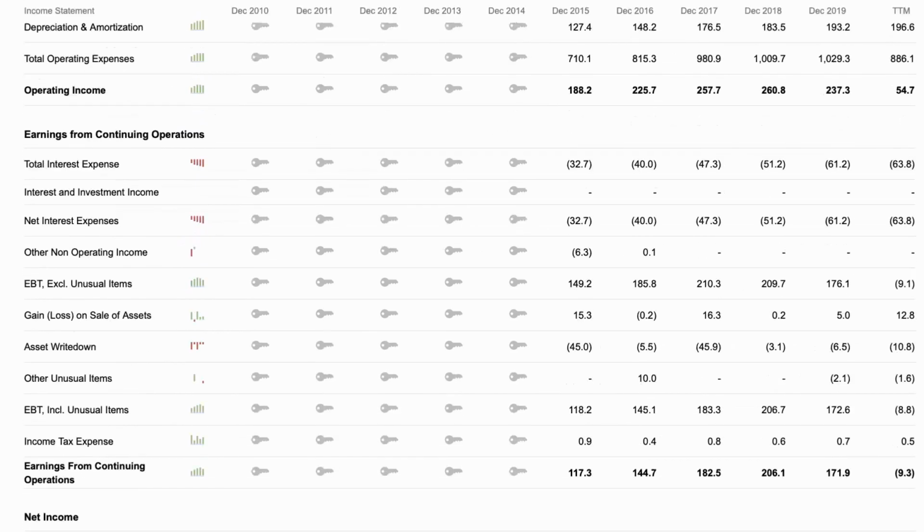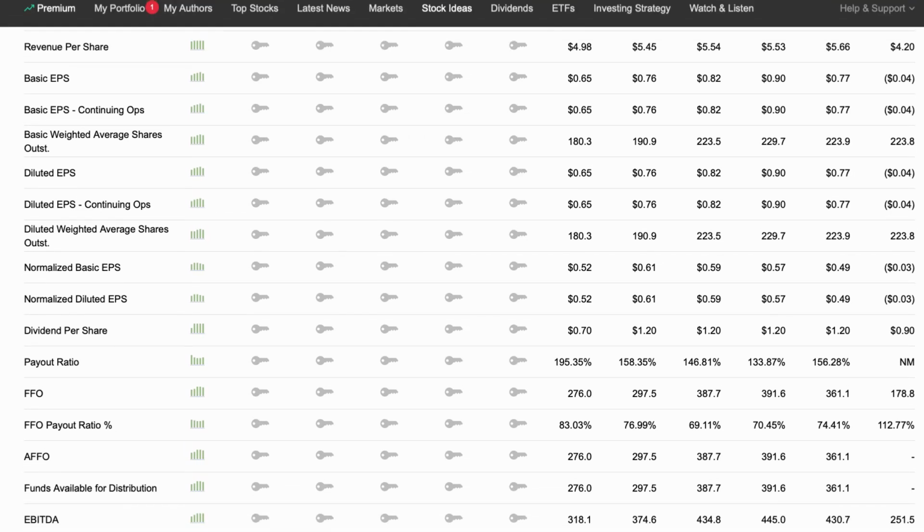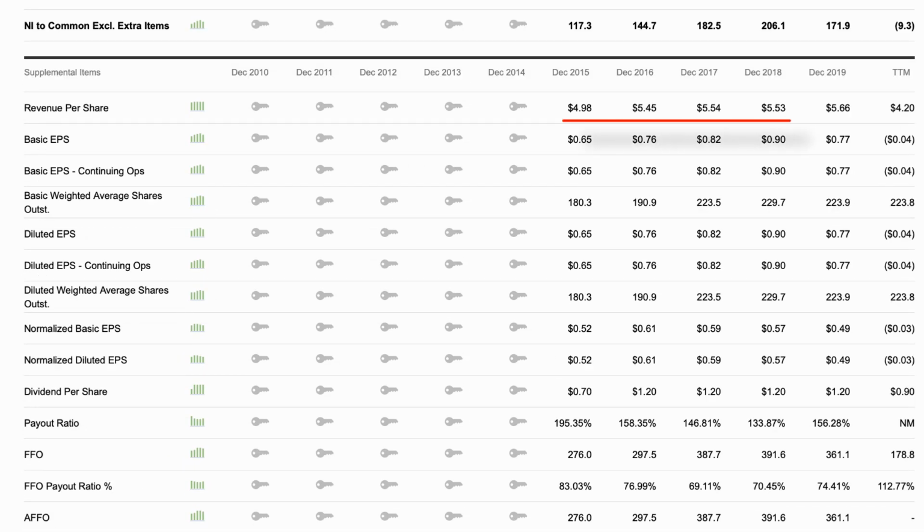What I want to do is actually scroll right down near the bottom, and I'm interested in the per share things at this point. So revenue per share, we can see that there was $4.98 in 2015. By 2019, they'd managed to increase that all the way up to $5.66. And in the current year, that's $4.20. However, the earnings per share, the basic EPS, you can see is a negative number now. And that is why that dividend will have been discontinued.